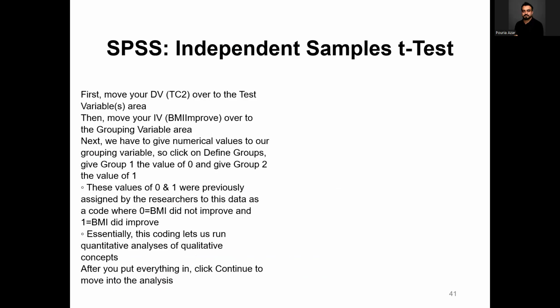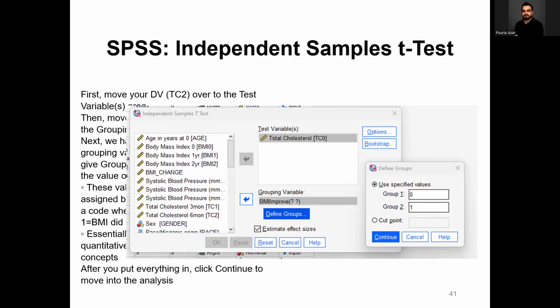So how to do that? We need to go to Analyze, then Compare Means, and then choose Independent Samples t-test. The test variable is my dependent variable, and the grouping variable is BMI improved or BMI not improved. I'm going to stop here and show you how to do that in SPSS.